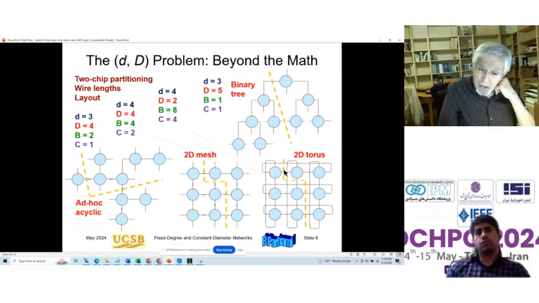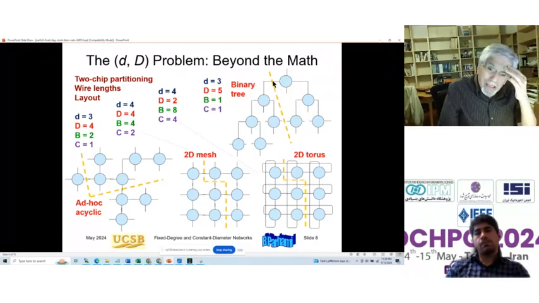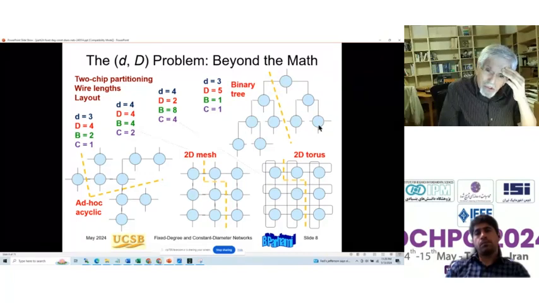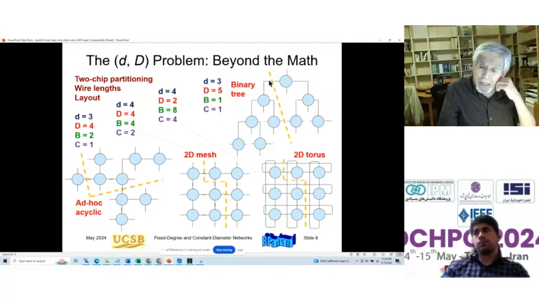Whereas when the bisection is large, it's much harder to cut the network in 2. On the other hand, with respect to packaging, which is one of the considerations in building networks, a small bisection can be helpful because if this network does not fit on a single chip and I have to use 2 chips, then I can cut the network through here, put the right half on one chip and the left half on another chip, and the 2 chips will be connected by just one wire, one line, one channel.